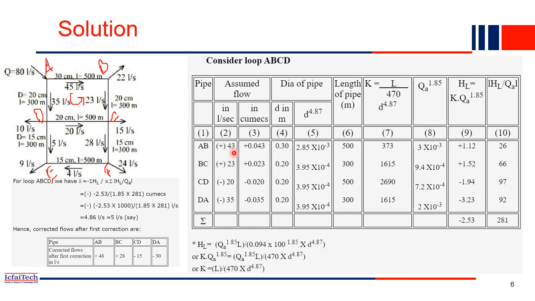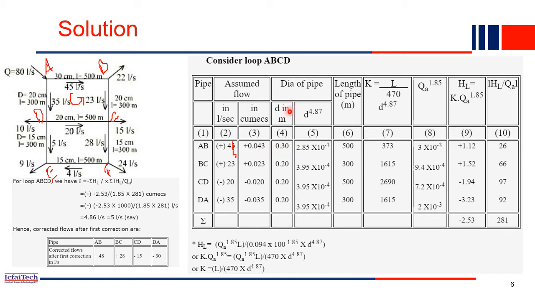So AB will be plus 43. No, this is not 43 actually, this is 45. Let me correct it here. So this should be 45, right? So first we considered that in the AB section 45 is going, and that is liter per second. Now if you convert it into meter cube per second, then it will simply be divided by 1000. So this will be meter cube per second.